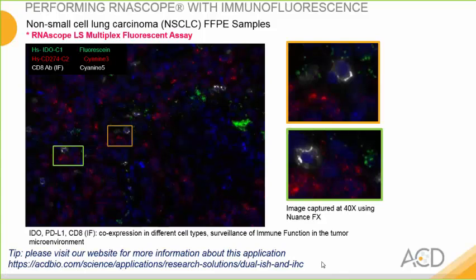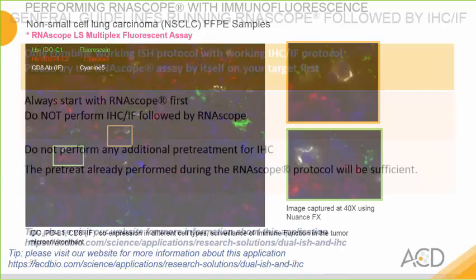So the success of this double ISH IHC or IF assay has been really based on the expression levels of the proteins of interest. High expressing proteins have worked well. Most cell surface markers will be destroyed during the RNAscope protease pretreat step, and these may not work. On the other hand, if you have an intracellular protein that is highly expressed, it usually works.